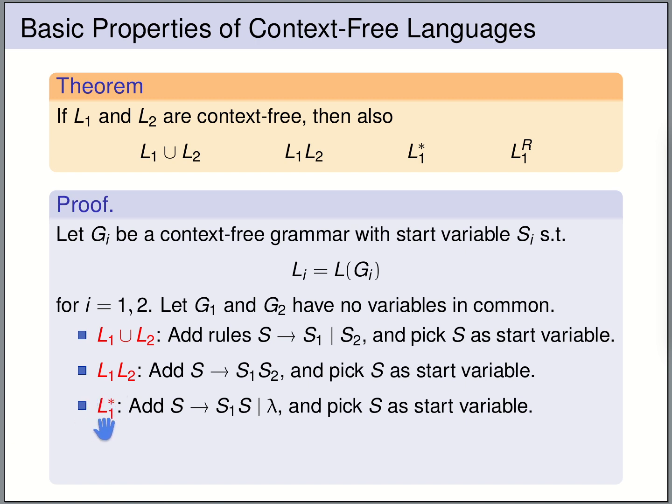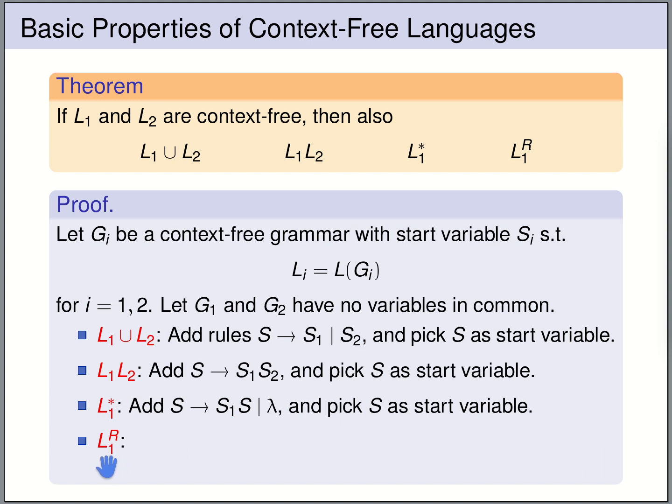The Kleene star of L1, this is all the words that you can construct from the building blocks in L1, so all the words that you can construct by concatenating words from L1. By generating an arbitrary number of S1s, we can use an arbitrary number of building blocks from the language L1.